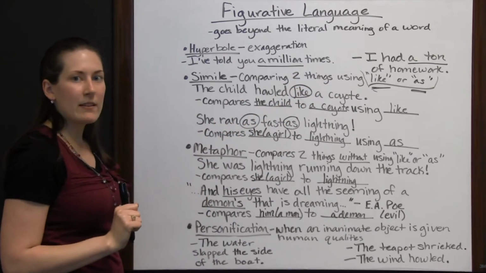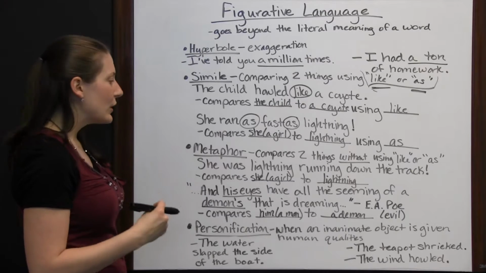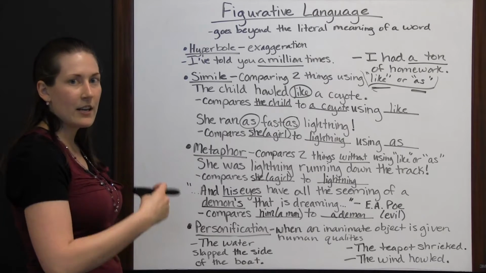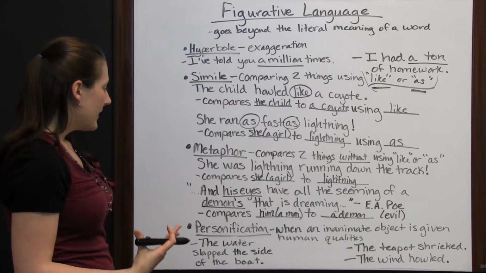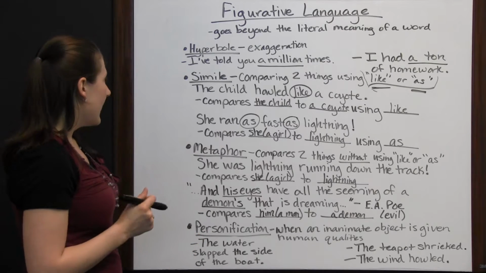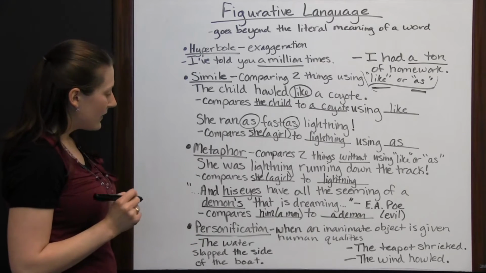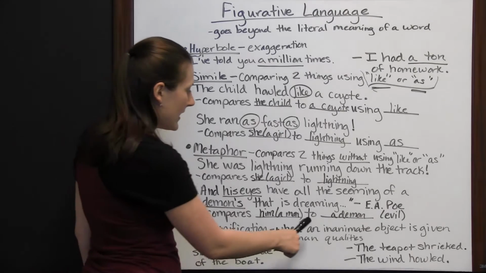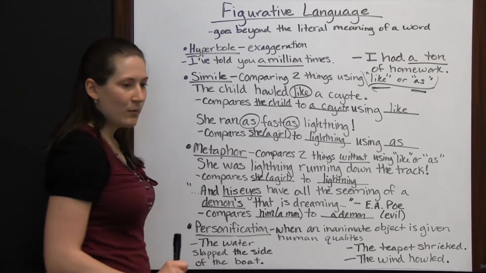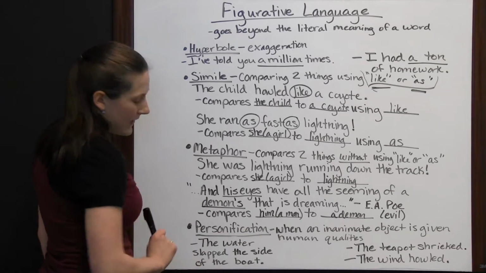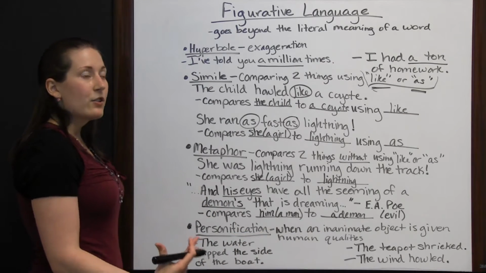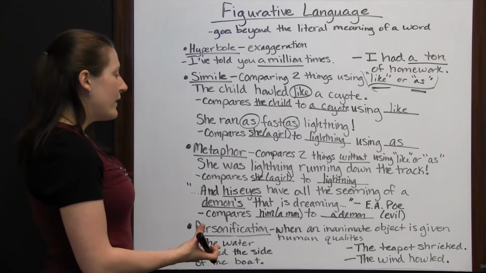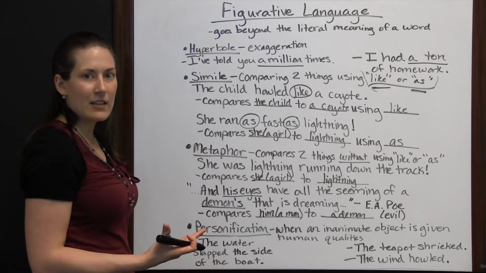But a metaphor might be a little trickier. So just look for what two things are being compared in that sentence or that phrase of a poem. And the last piece of figurative language we're going to discuss is personification, which is when an inanimate object is given human qualities. You are personifying it. You are making it do something a person would do, even though it's not something that can do these things.